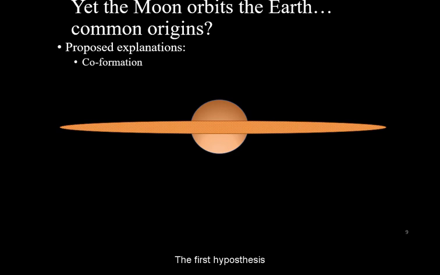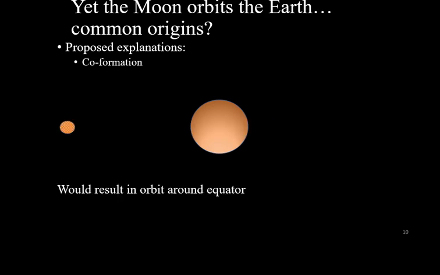The first hypothesis is co-formation. This is similar to what we think happened for most of the giant planets in the outer solar system. The planet formed, but around it there was still some debris from which its moon formed. This fails the evidence because this would result in a moon orbiting our equator.